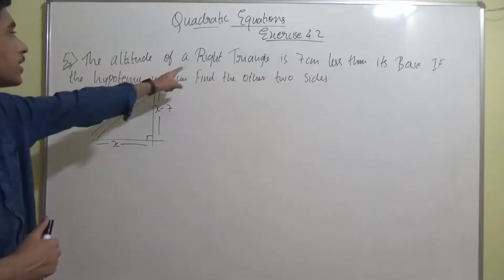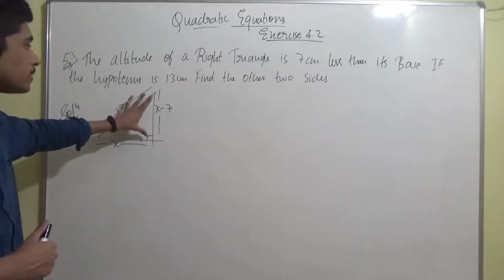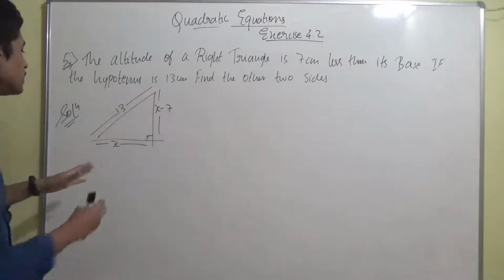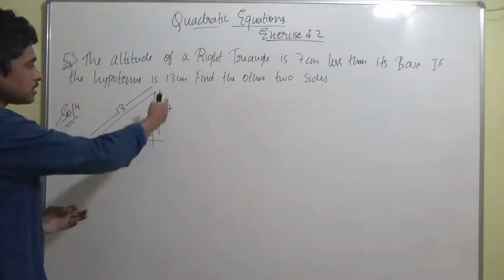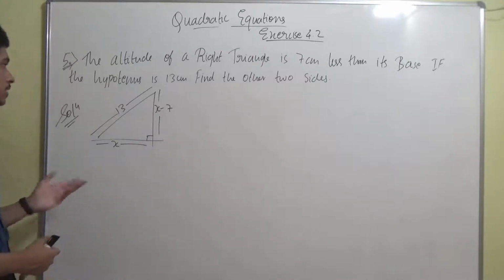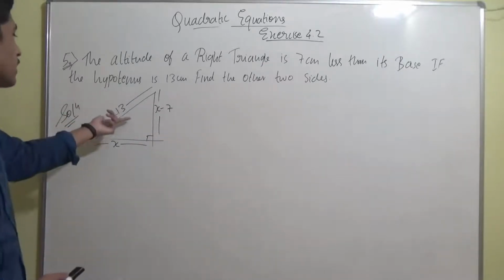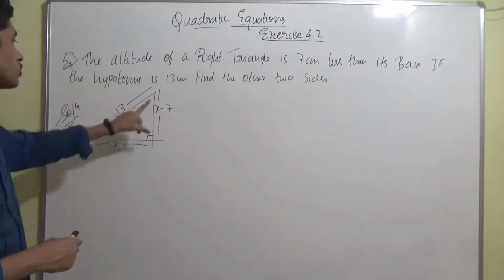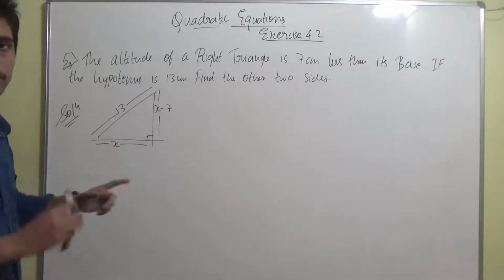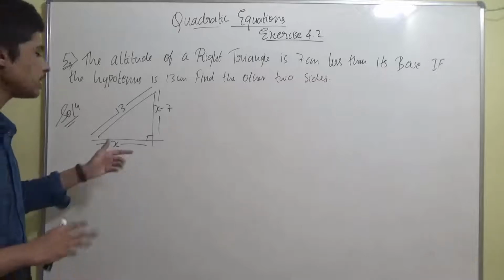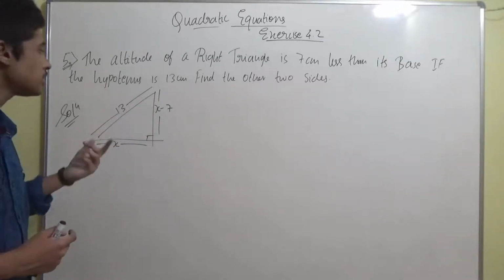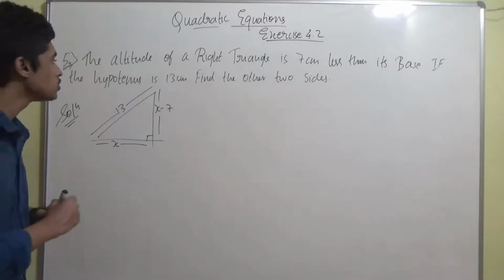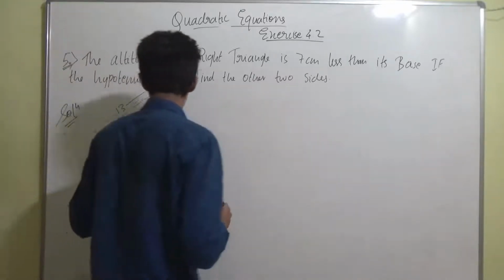Because they have said the altitude of a right triangle, altitude means height, is 7 less than its base. So first we consider base as x. 7 less than its base means x minus 7 is its altitude. And then the hypotenuse they gave us is 13 centimeter. Now they are telling us to find these two sides. To find these two sides, if you find x, that's enough. If you find x, we'll get the base automatically. And if you subtract 7 from that base, we are going to get the altitude because its altitude is x minus 7. So now we'll apply the Pythagoras theorem guys.